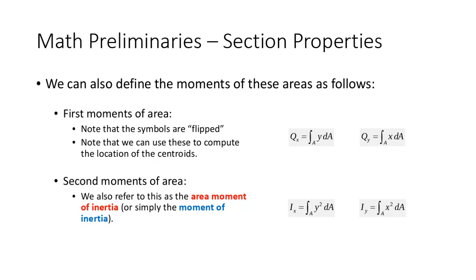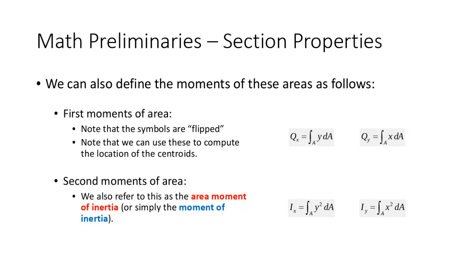So like the first moment of area would be the integral of x dA, or the integral of y dA. And the second moment of area would be something like the integral of x squared dA, or the integral of y squared dA. Now, first off, we could go on. We could define third moments of area, fourth moments of area, 87th moments of area.